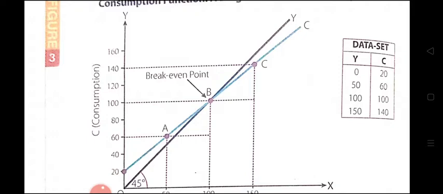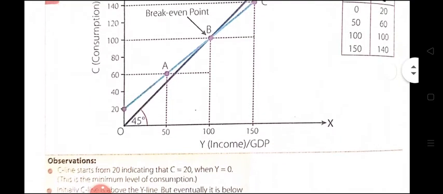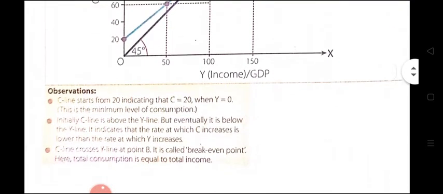Now we have the actual data related to consumption, which is drawn in the form of a blue line. So now the black line denotes the income. At point B, which is referred to as the break-even point, income and consumption are equal, as you can see in the above figure.